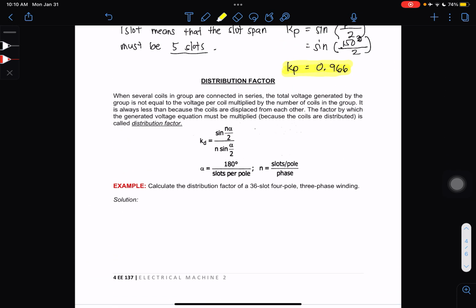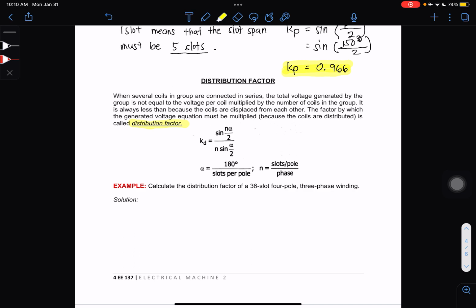And next, after the pitch factor, we have the distribution factor. When several coils in a group are connected in series, the total voltage generated by the group is not equal to the voltage per coil multiplied by the number of coils in the group. It is always less, because the coils are displaced from each other. The factor by which the generated voltage equation must be multiplied because the coils are distributed is called the distribution factor.